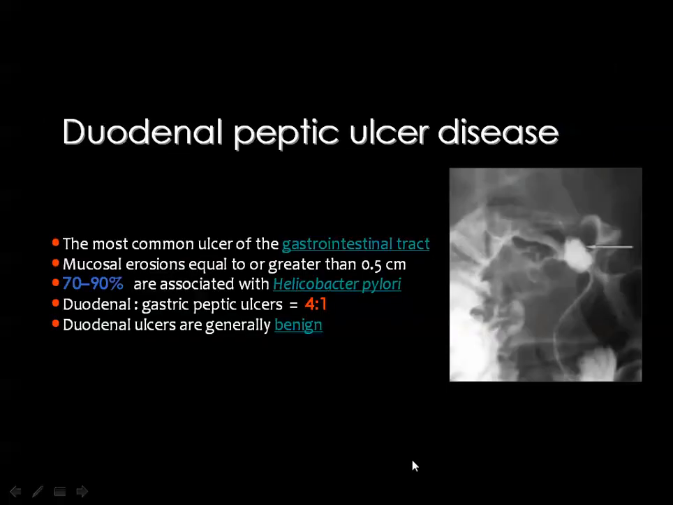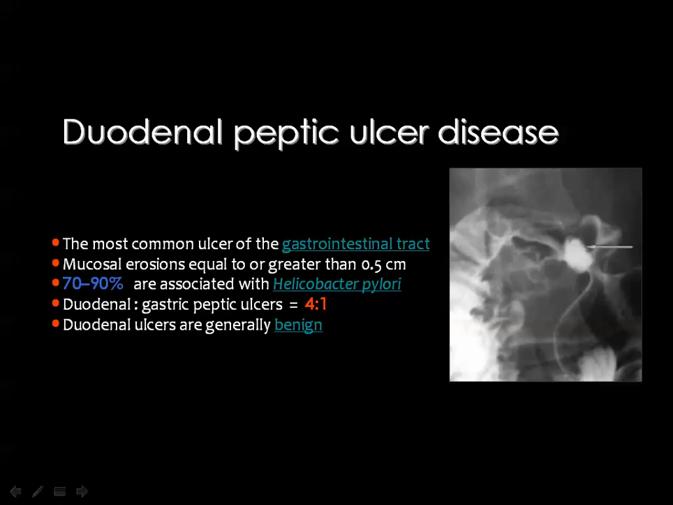Most of the duodenal ulcers are on the benign side, and about 70 to 90% are associated with H. pylori infection. And regarding the ratio, or the incidence, of the duodenal ulcers against gastric peptic ulcers, as you can see, they are more common in the duodenum compared to the stomach.